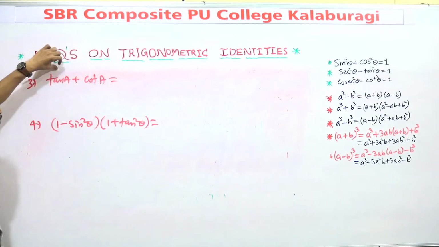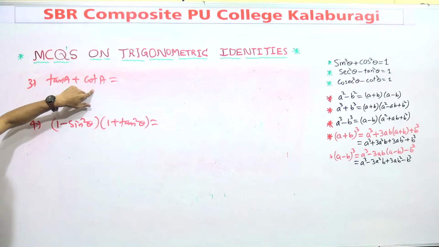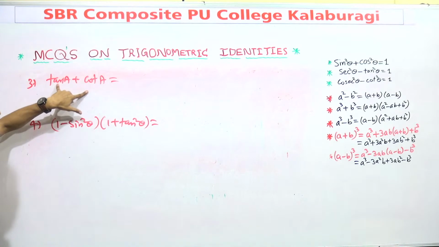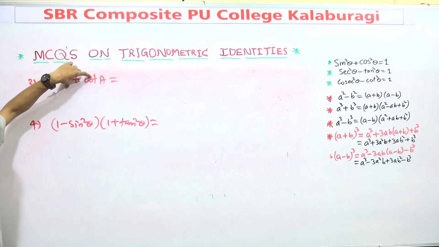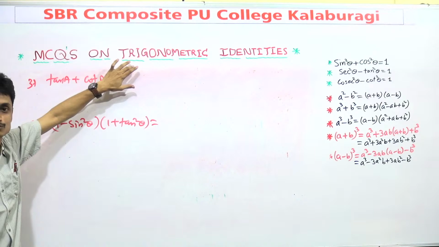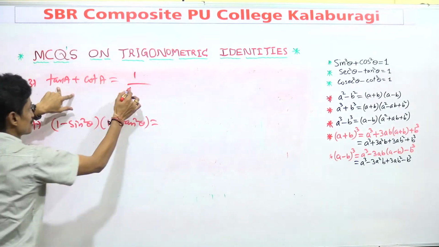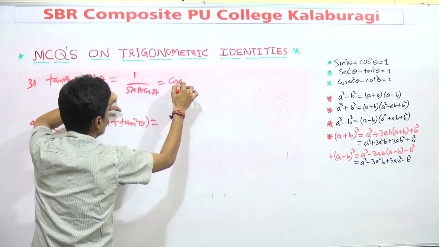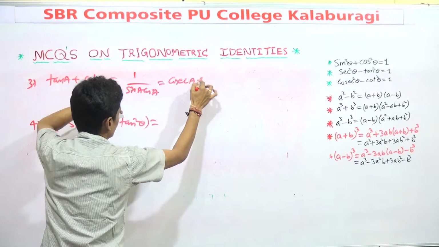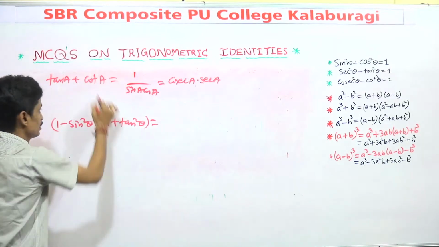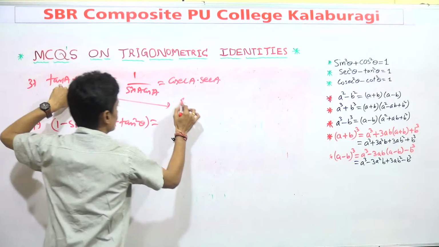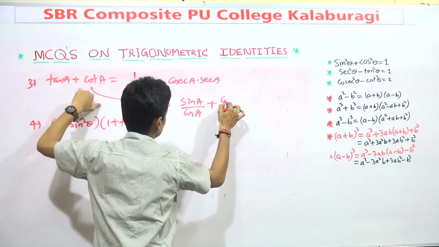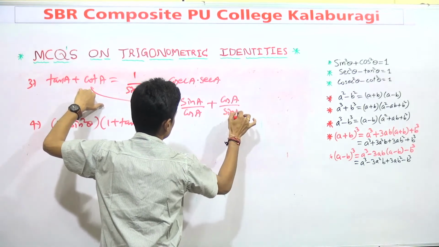Don't use the pen. Tan means sin by cos, cot means cos by sin. Denominator sin and cos multiplication, numerator cross multiplication. That is sin into sin is sin square, cos into cos is cos square. Sin square plus cos square will be 1, divided by what remains, sin A into cos A, equal to 1 by sin, which is cosecant A, and 1 by cos, which is secant A. This is my answer. Look, what is tan? Tan is nothing but sin A by cos A, plus cot is nothing but cos A by sin A.